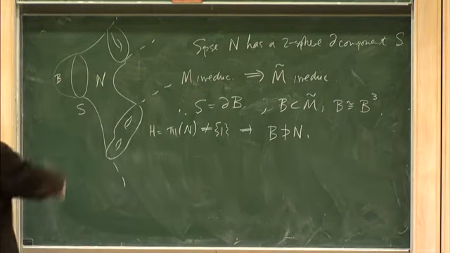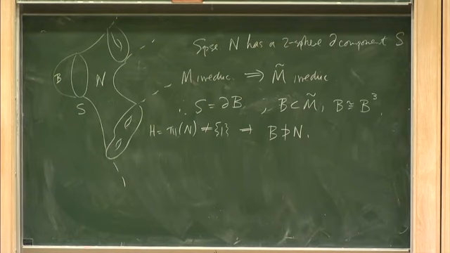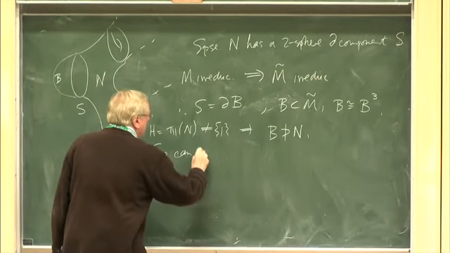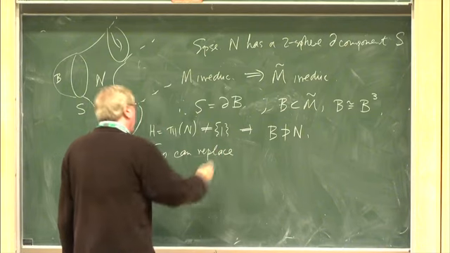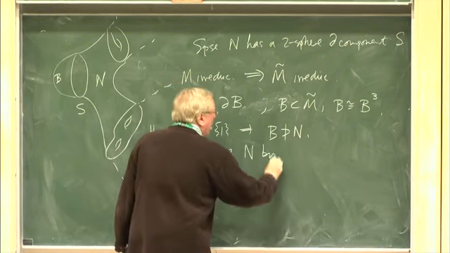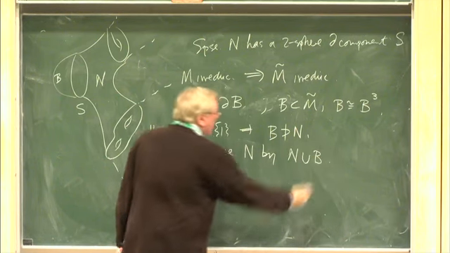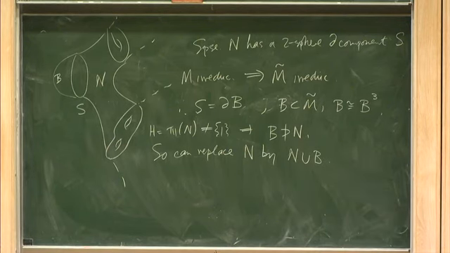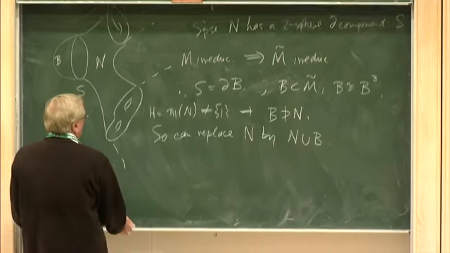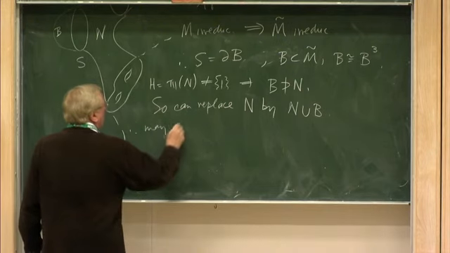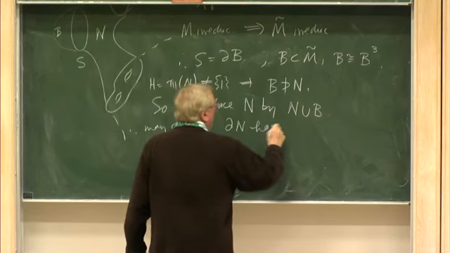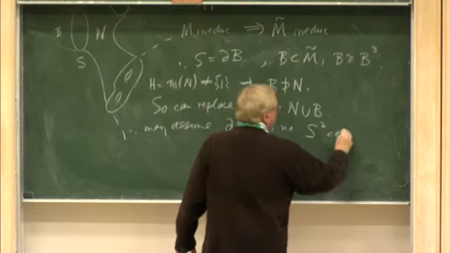And so we could just cap off N, that boundary component, with B. So you can replace, and of course this doesn't affect the fundamental group, so we can replace N by N union B, and we still have the same properties. And so that means we can assume that N has no two-sphere boundary components. So therefore, may assume boundary N has no S2 components.